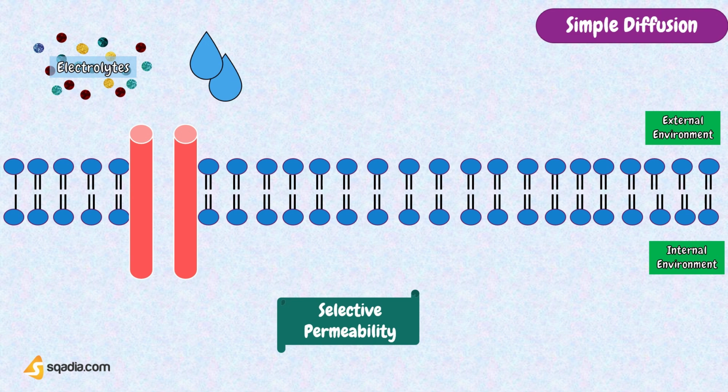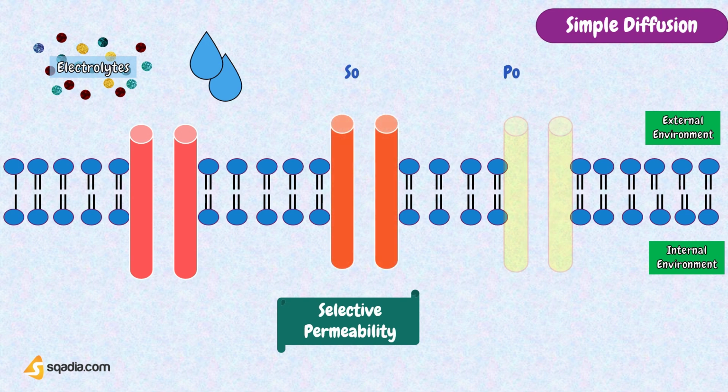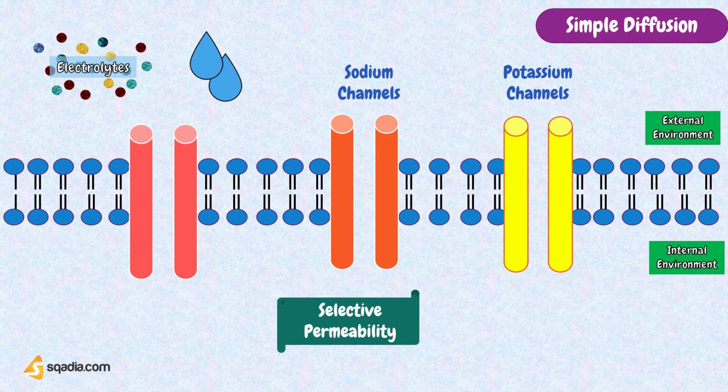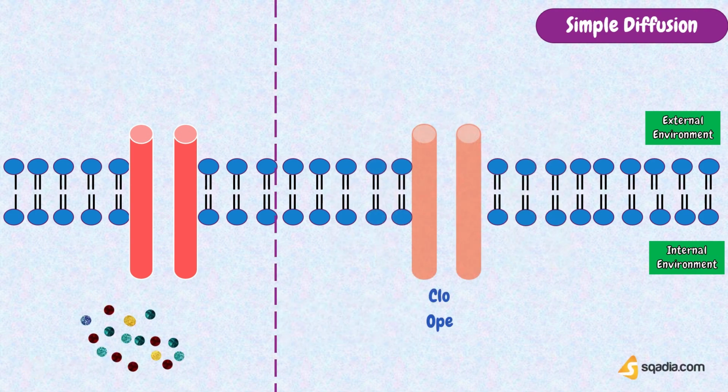There are different types of protein channels. Let's look at them one by one. A characteristic feature of the protein channels is selective permeability. That is, each channel can permit only one type of ion to pass through it. Accordingly, the channels are named after the ions which diffuse through them, such as sodium channels, potassium channels, etc.